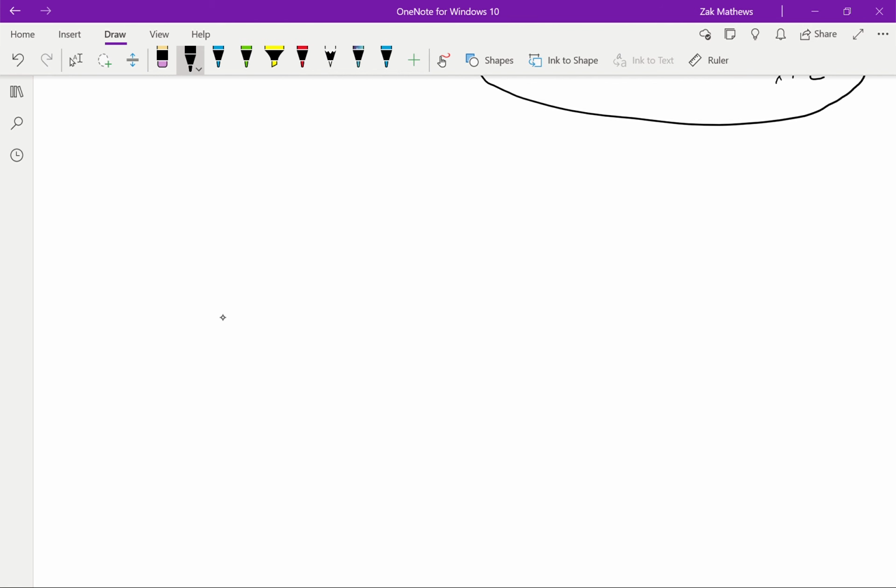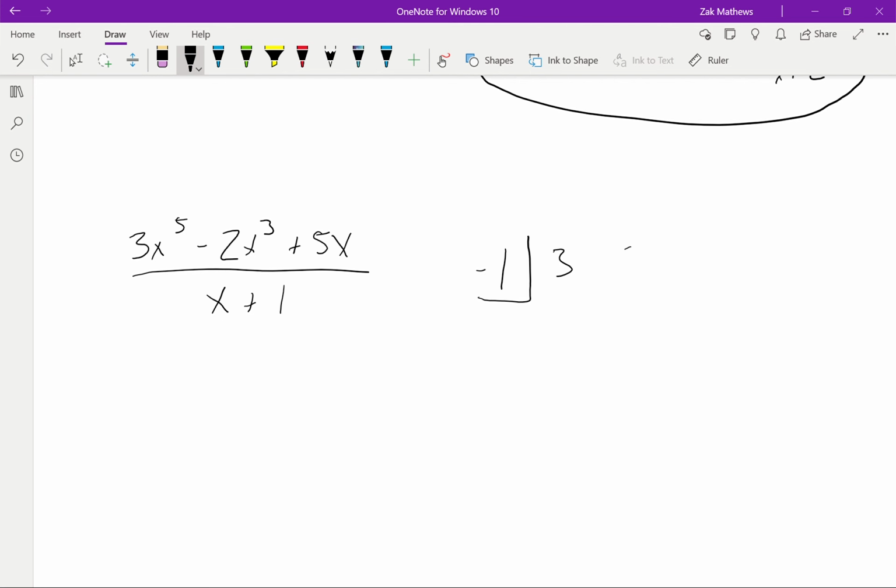Let's take a 3x to the fifth minus 2x cubed plus 5x divided by x plus 1. So I'm going to set it up first in my little division house. I'm going to put the negative 1. My coefficients are 3, 0x to the fourth, negative 2x cubed, 0x squared, 5x, 0 is my constant. Don't forget that constant. That is always one of the most common zeros I see forgotten. You've got to have every single term.